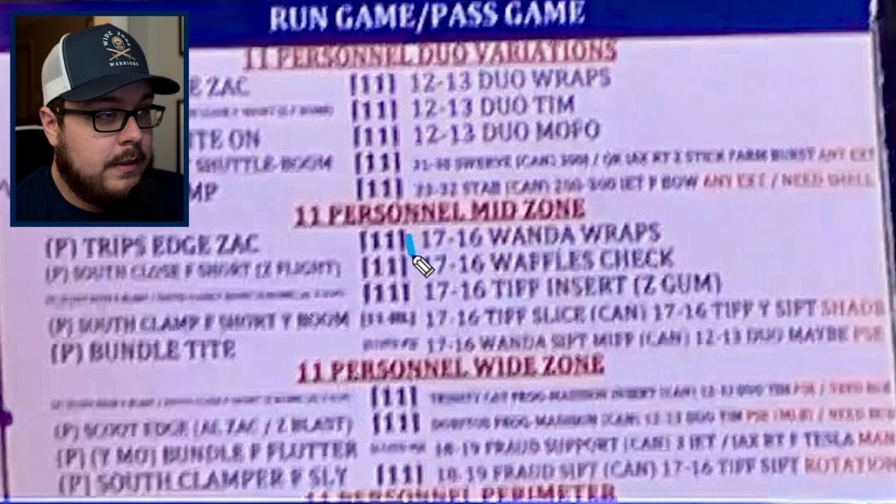So again, if all of these are 17-16, then this tells me that they are running mid-zone to the weak side.